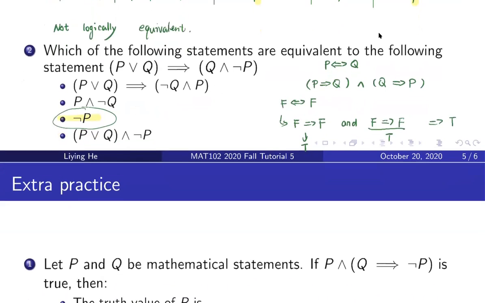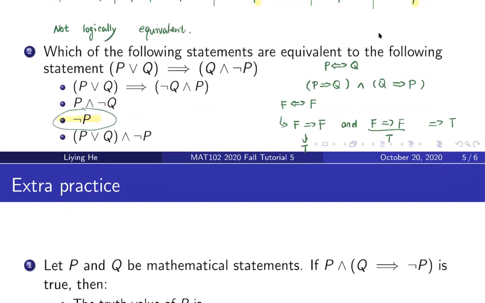Same idea for false implies true. Why is it false? False if and only if true is the same as false implies true and true implies false. This would give you true, but this would give you false. Then true and false would give you false. Okay, does that make sense?